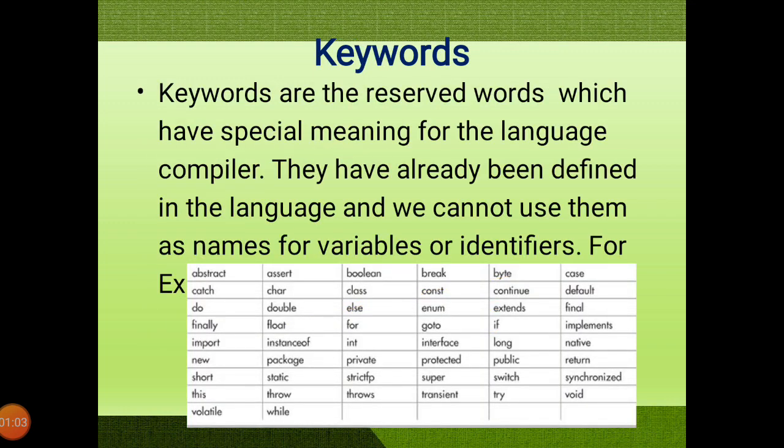The first one is the keywords. Keywords are reserved words which have a special meaning for the language compiler. They are already defined in the language and we cannot use them as names for variables or identifiers. It means within the program, keywords are used by Java. Java kept these for its own use. We cannot use keywords as identifiers. Some examples of keywords are class, const, byte, if, else, etc.